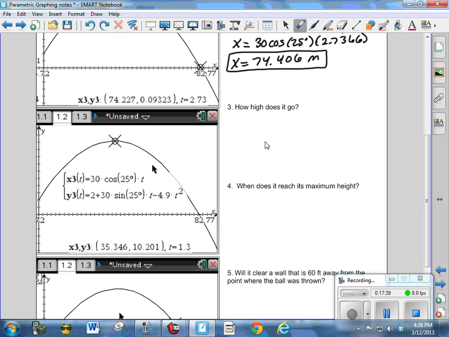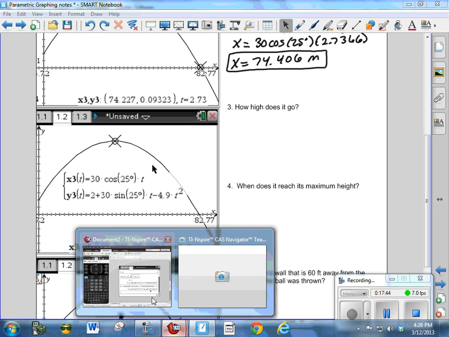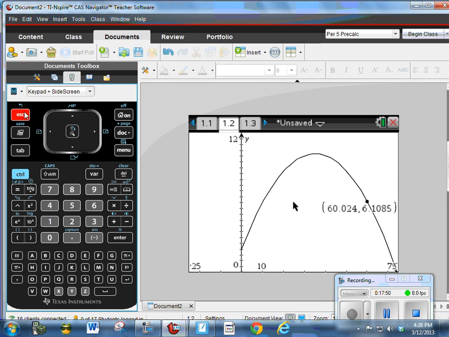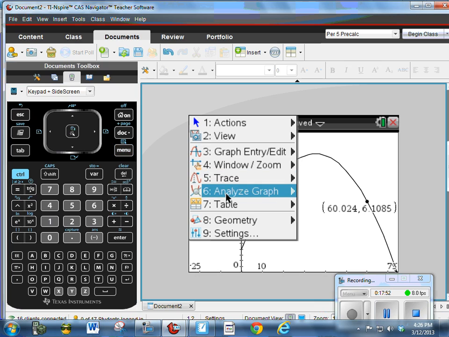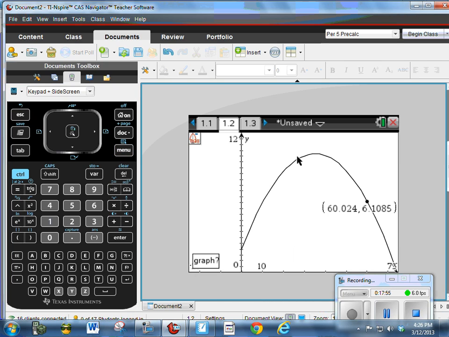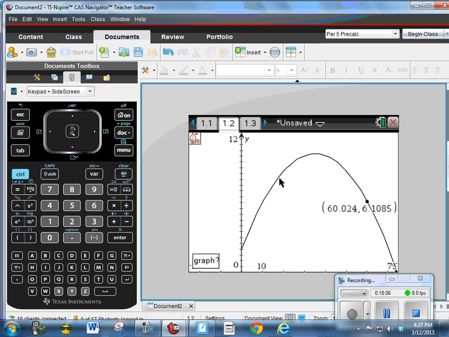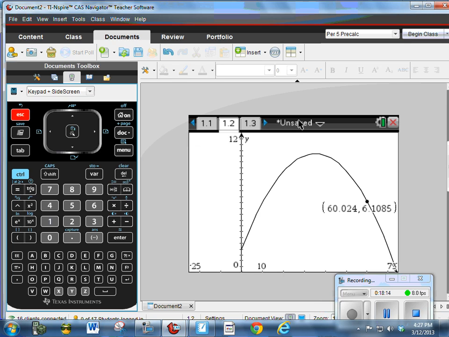That would be fine. I'm not sure if I can use the maximum feature in here. Let's check if we can use the maximum feature while we are on this thing. So I'm going to escape out of trace here, and I'm going to go to menu, analyze graph, and maximum. And let's see what it's telling me. Click the function graph and then click the left and right search bounds. Okay, apparently this is not allowing me to do this unless it's in function mode. So that particular feature doesn't work in parametric mode. So at this point you can just trace to find that. That would be fine.